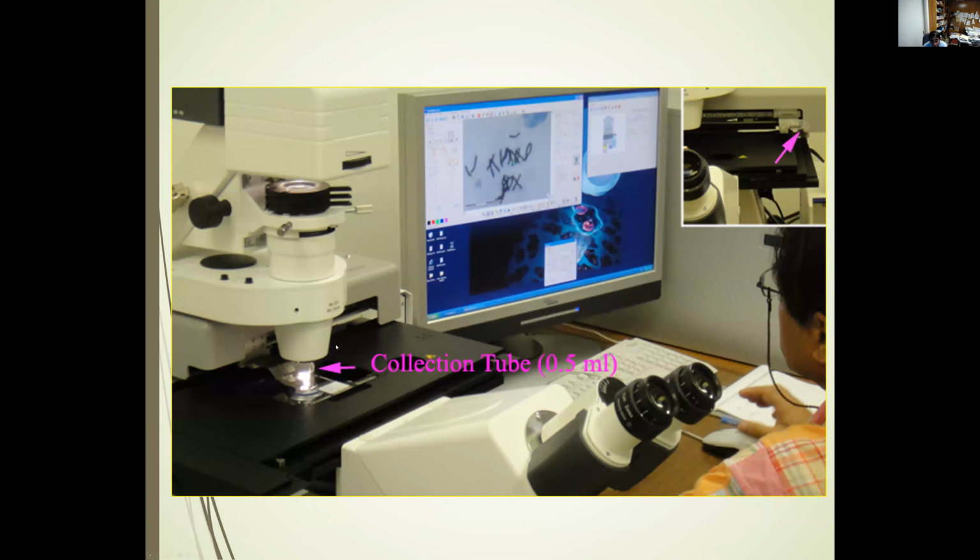And we have another instrument, a laser capture dissecting microscope. We haven't done much work with it, but again, you need people to help. It's not a one-person job.